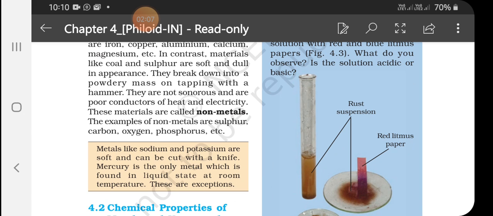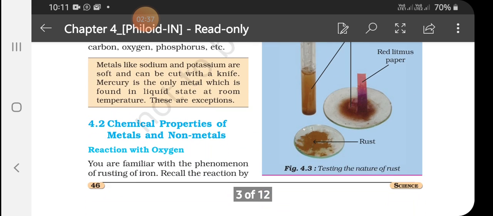When we test this, we see that red litmus paper converts into blue. You know what happens when red litmus converts into blue? It shows its basic character. So we can say that the metal forms oxides which are basic in nature. This activity proves it, because the red litmus paper is converting into blue, so it is basic in nature.